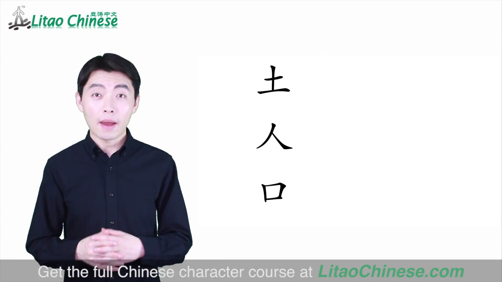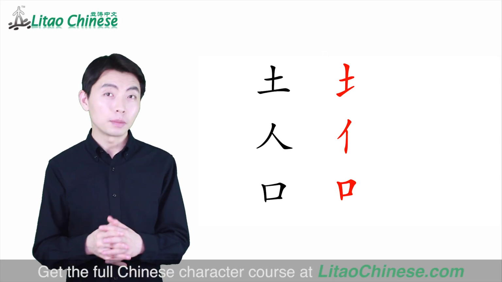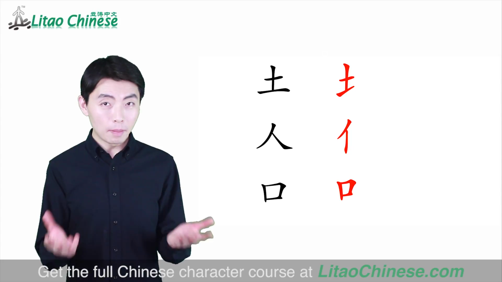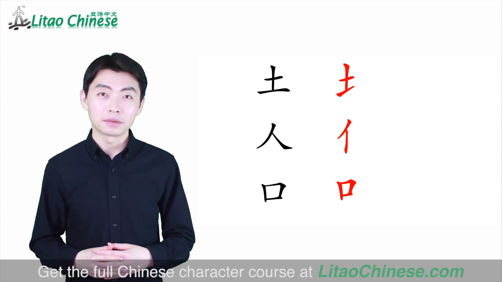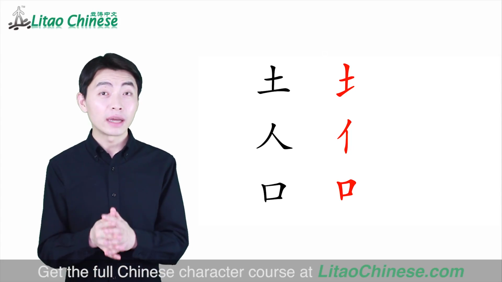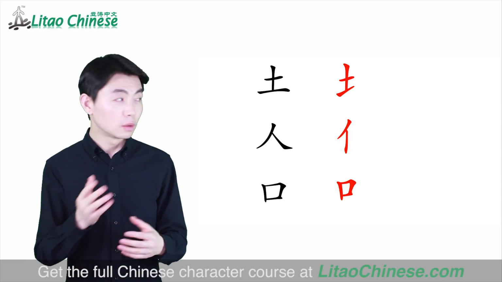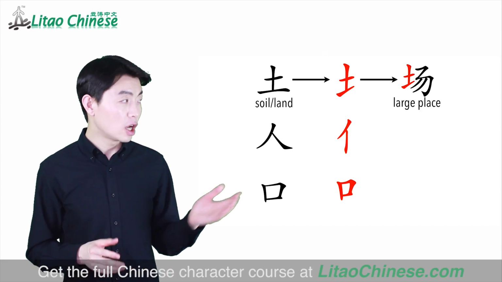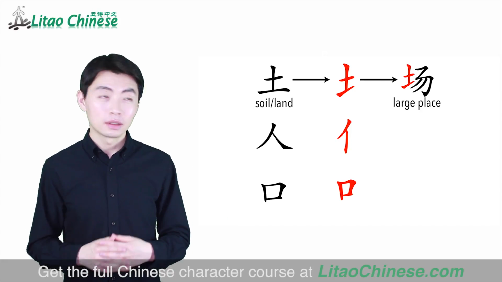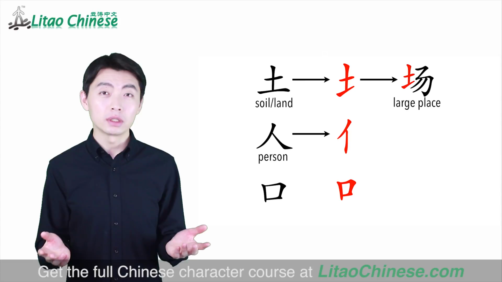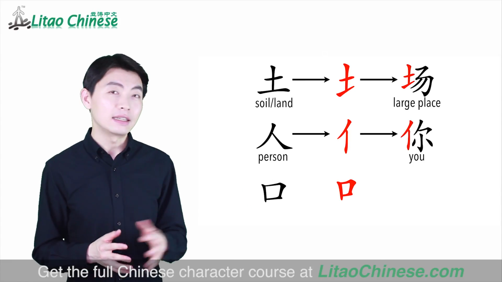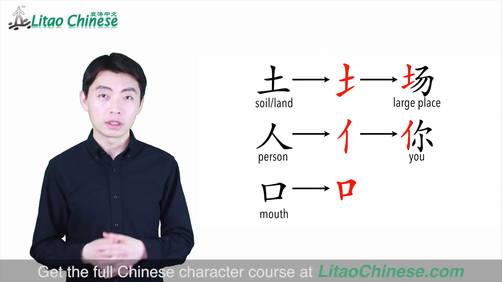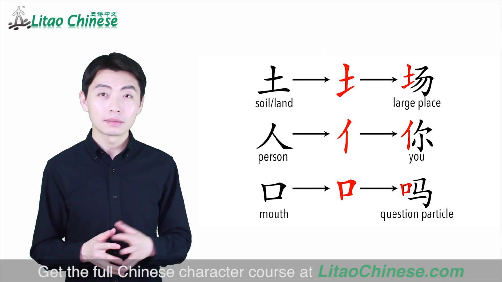Some simple Chinese characters can be changed a little bit, then used as a component to be one part of another character. For example, we already learned the character 土 as a component in the character 场, the character 人 as a component in the character 你, the character 口 as a component in the character 妈.